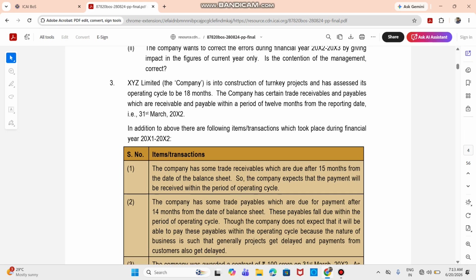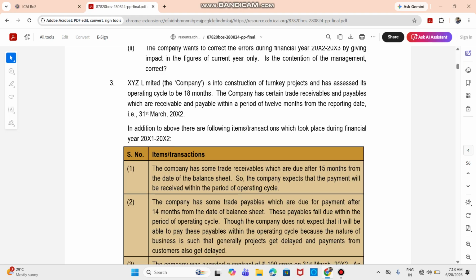XYZ is into construction of turnkey projects and has assessed its operating cycle to be 18 months. The company has certain trade receivables and payables which are receivable and payable within a period of 12 months from the reporting date, that is 31st March 2022. In addition to the above, there are the following items or transactions which took place during the financial year 2022. First, the company has some trade receivables which are due after 15 months from the date of balance sheet, so the company expects that the payment will be received within the period of the operating cycle. Next, the company has some trade payables which are due for payment after 14 months of the date of balance sheet.